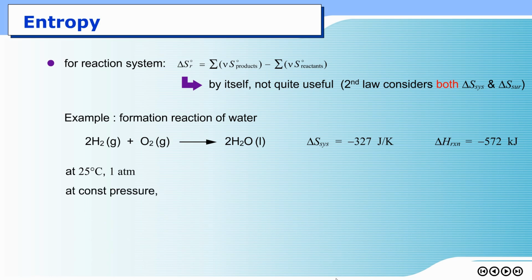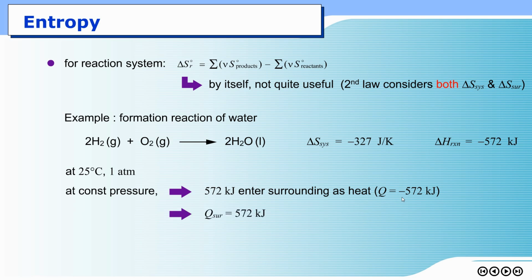So at constant pressure, we learned from lecture 2 that the heat associated with the system at constant pressure is equal to delta H. So therefore, this amount of energy, 572 kilojoule, is transferred from the system to the surrounding as heat. You can also write that heat is negative 572. So therefore, the surrounding receives this much energy. So heat of surrounding is 572. If you assume the temperature of the surrounding to remain constant at 25 degrees Celsius, you can get the delta S of the surrounding like that. Punch in the number, it is about 2000 joule per Kelvin. Okay?